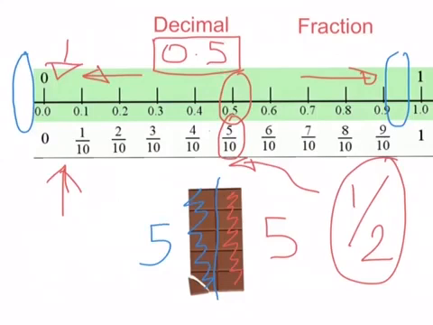Now, if we do one more example before we stop, let's just look at, say, this one. 3 bits of chocolate out of 10. This can be represented as 0.3.